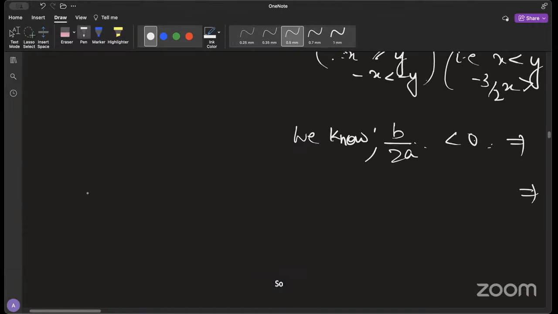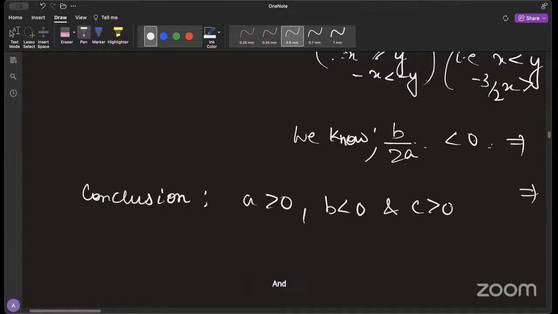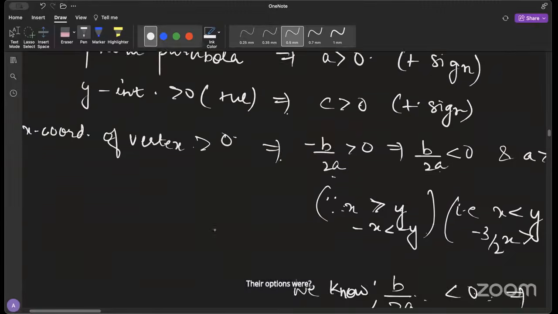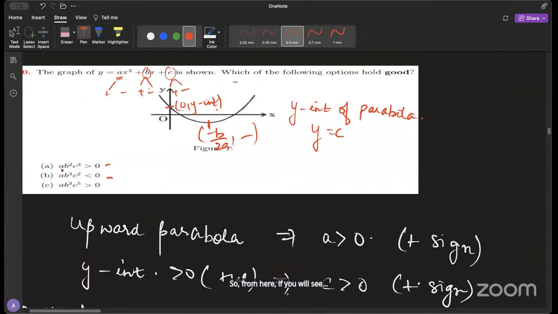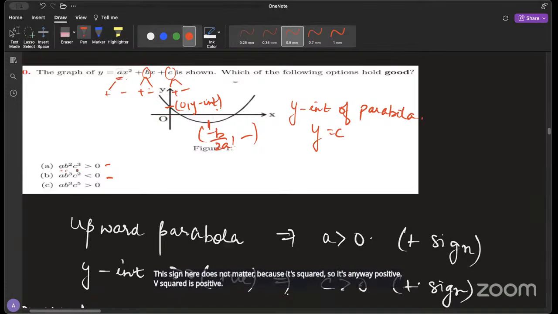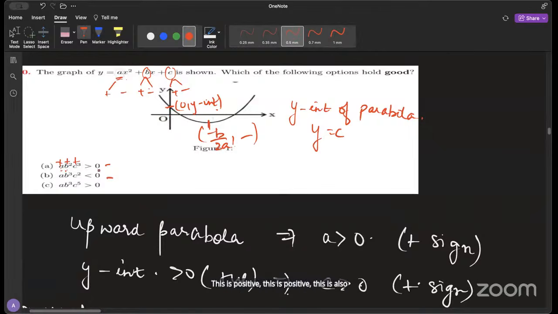So in conclusion, you have a greater than 0, b less than 0, and c greater than 0. Right? Your options were, so from here, if you see, a is greater than 0. The sign of b here does not matter because it's squared, so it's anyway positive. b squared is positive, c is positive, a is positive. That means this entire thing is positive. So this option should be correct.